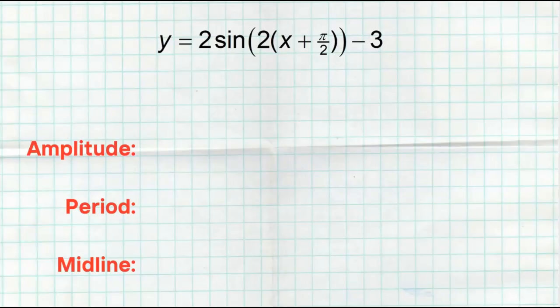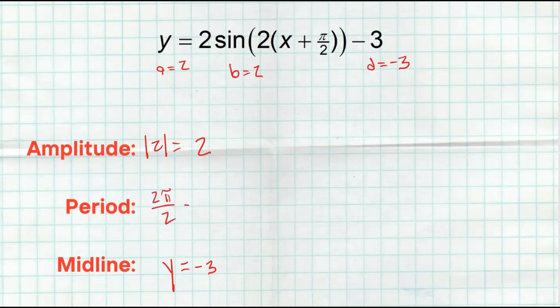All right, next problem here. This is where we kind of see it all, right? Everything's going on here. So A is 2. The absolute value of A is going to be our amplitude of 2. Our D value is -3. That's going to be our midline of y equals -3. Our b value is 2. That's going to affect our period. So we're going to have 2 pi divided by 2. So our period is going to be just pi. So it's shrunken down a little bit there. But for the first time, we see a c value of pi over 2. So that's going to be a horizontal translation, left pi over 2.